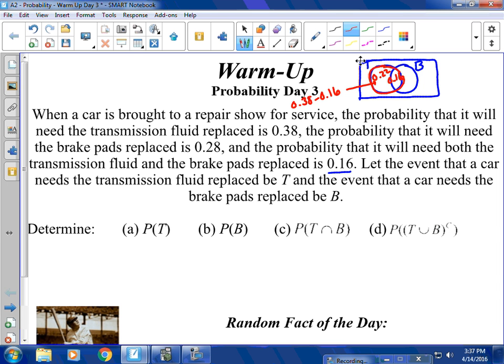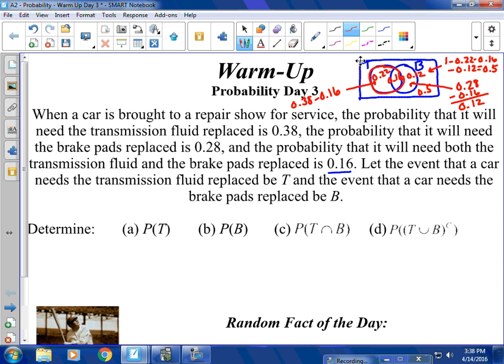Okay, similarly, for the brake pads, we got the brake pads replaced as 0.28. So to figure out what goes in this part of the circle, you've got to take that 0.28, subtract off that 0.16, we're left with 0.12. So this part of the circle is 0.12. And then finally, remember, there's always something to put on the outside completely. The whole thing has to add to 1. So if I do 1 minus 0.22 minus 0.16 minus 0.12, we're left with what's on the outside, which in this case comes out to be 0.5. We got 0.5 out here.